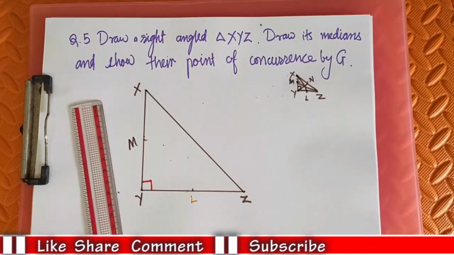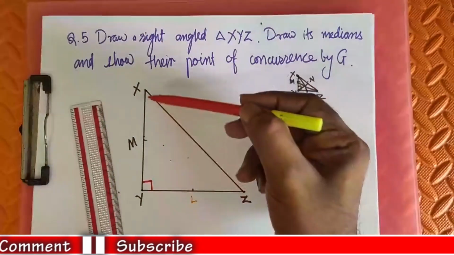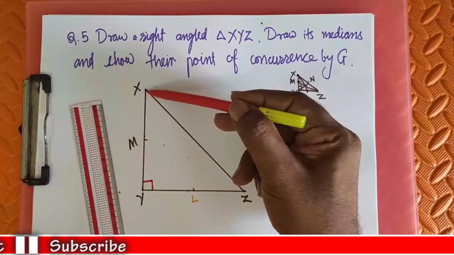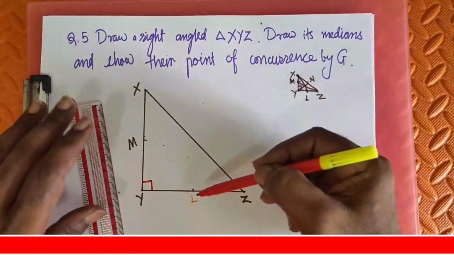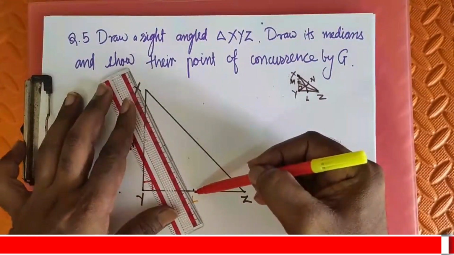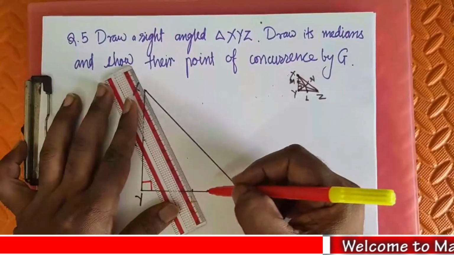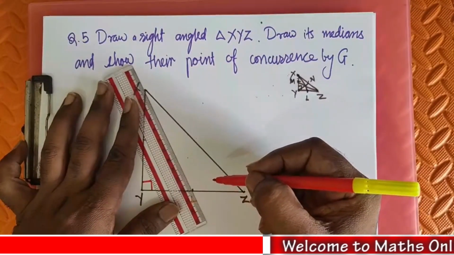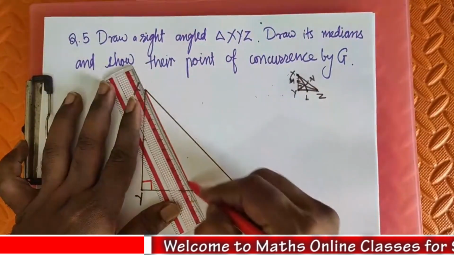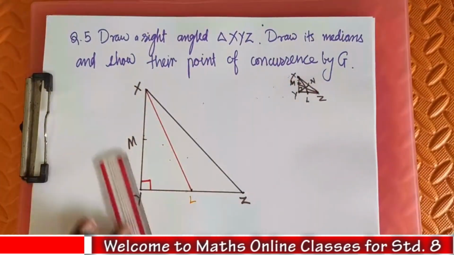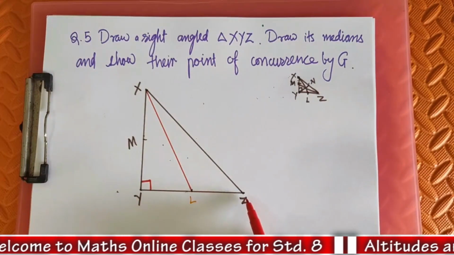Now we have to draw medians. From vertex X, we have to draw median on side YZ on point L. Join these vertex X and point L. This will be your first median. Now vertex Z and point M.